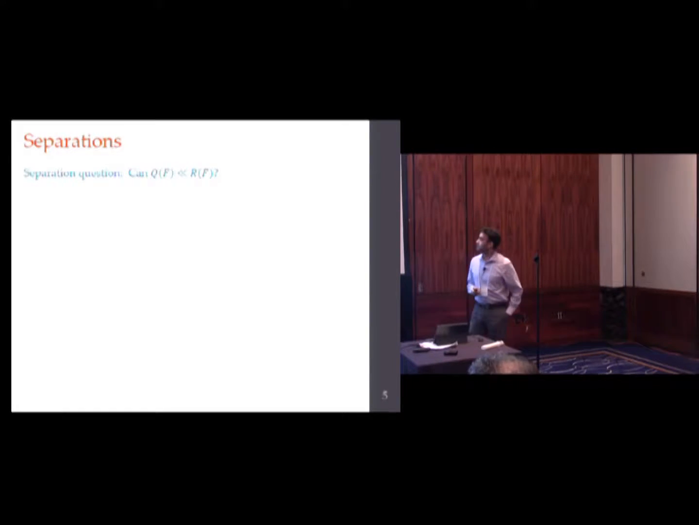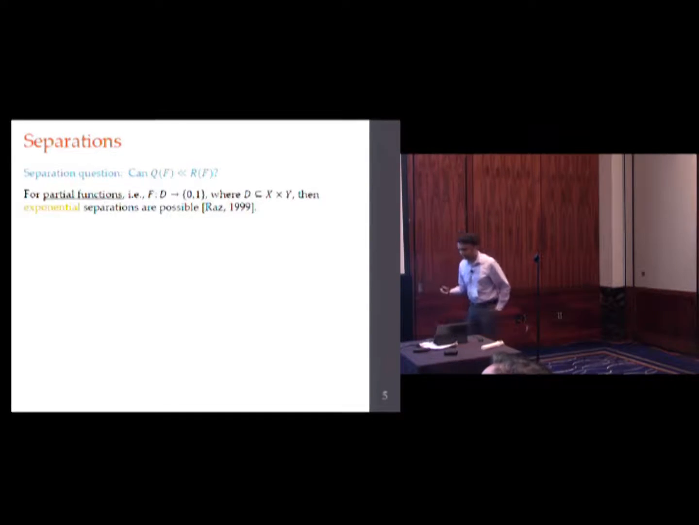And in communication complexity, if you consider partial functions, which is something I did not define on the last slide, but partial functions are functions from some restricted subset of the input space X times Y to {0,1}. So you have some promise on the input that only certain pairs are allowed. If you restrict to partial functions, then exponential separations are possible. So this is great, and we're not really going to talk about partial functions for the rest of the talk.